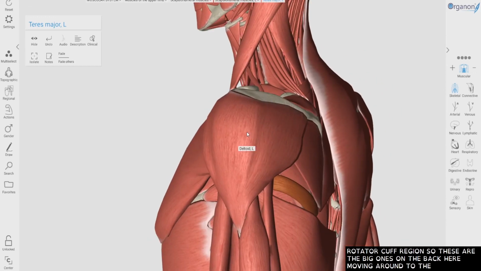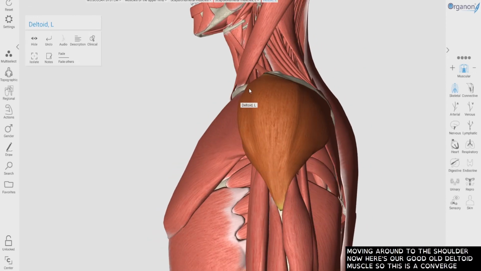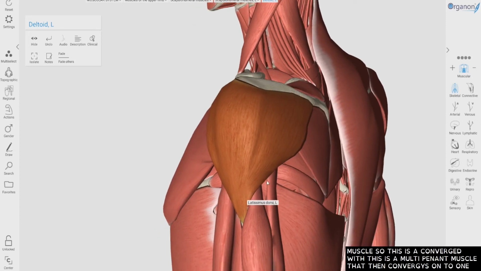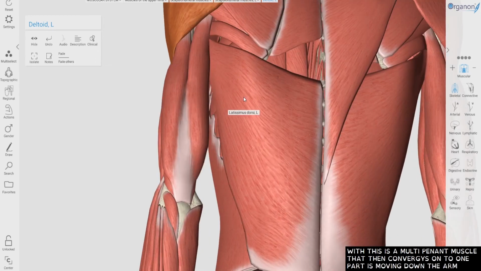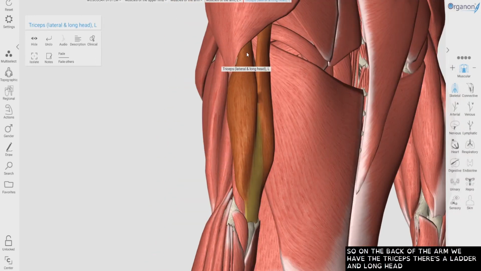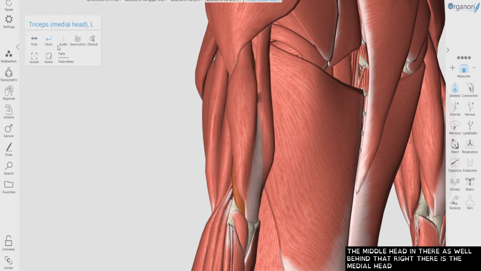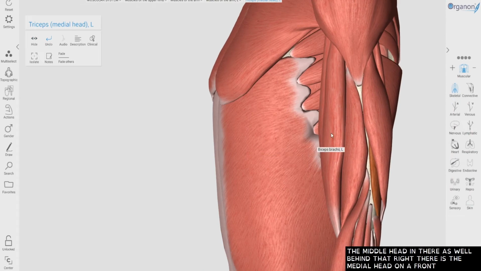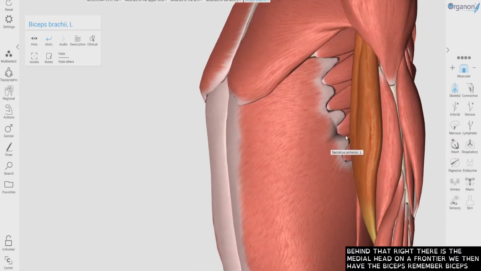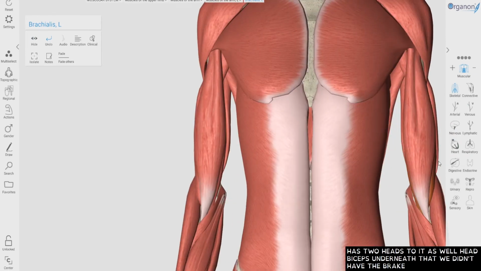Moving around to the shoulder now, here's our good old deltoid muscle. So this is a multi-pennant muscle that then converges onto one part. All right, moving down the arm then. So on the back of the arm, we have the triceps. There's the lateral and long head, and then there's the middle head in there as well. If we hide that, right there's the medial head. On the front here, we then have the biceps. So remember, biceps has two heads to it as well, hence biceps. Underneath that, we then have the brachialis.